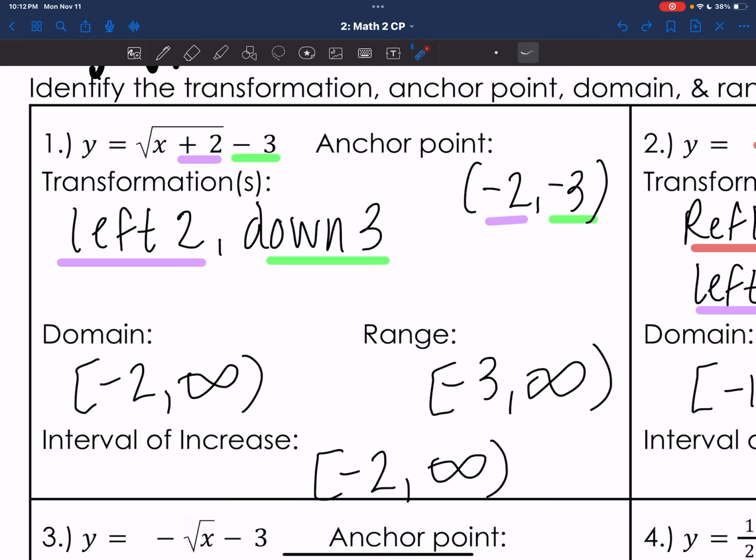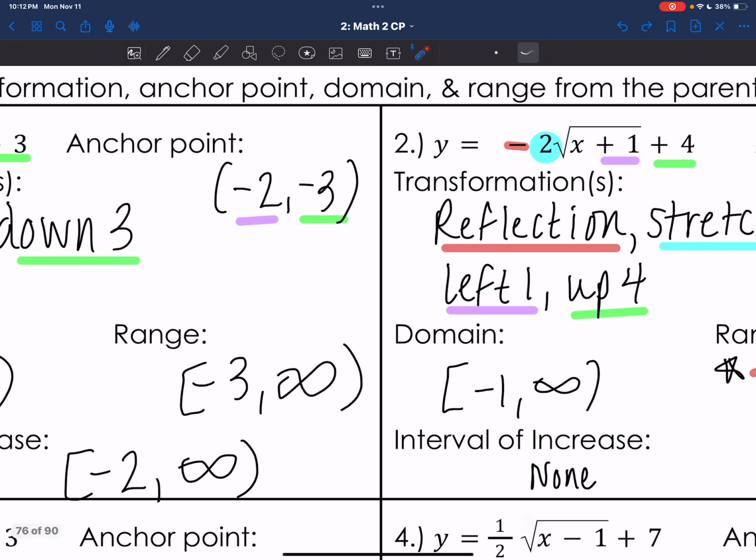And then your interval of increase is basically your x. So where does it go up from? Or your h, excuse me. So it's going to go from negative 2 all the way to infinity. And make sure you have a bracket there. So go ahead, get that copied down.